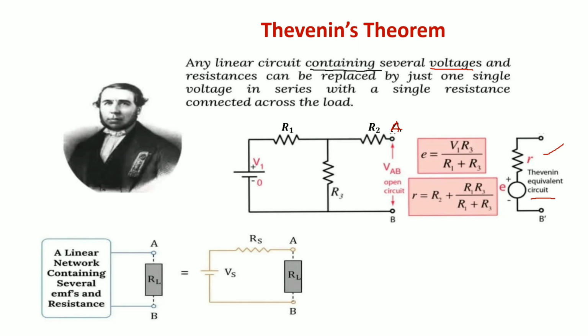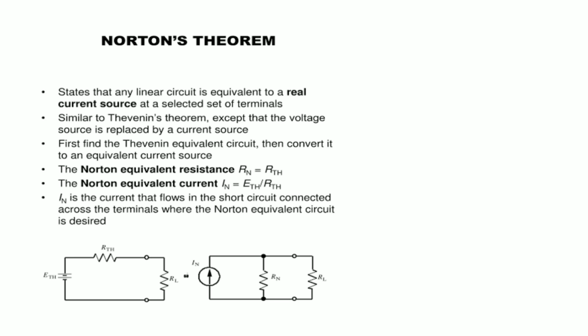Now friends, you see there are two linear terminals, one is A and another is B. Terminals A and B, and VAB is the open circuit. This is the open circuit Thevenin. So with linear two terminals, we have to remember the superposition theorem applies only to linear circuits.